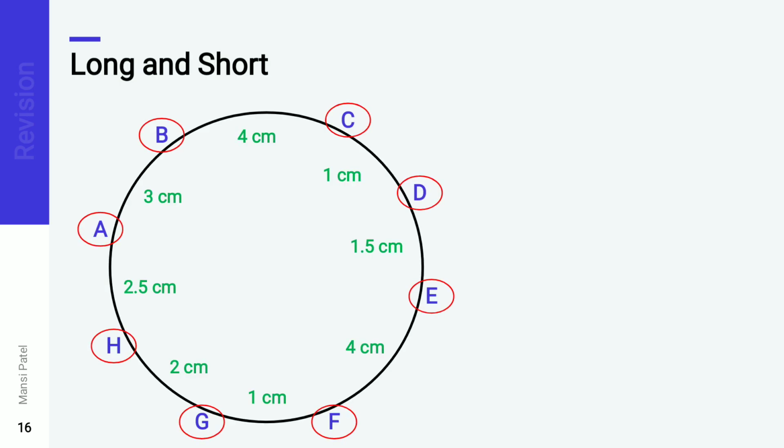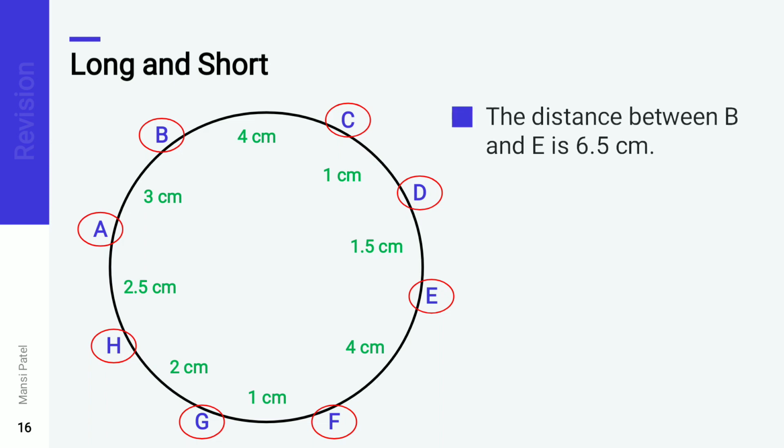Now see the next one. Here in this figure you can see some letters, A to H, and the distances between all these dots are given. According to this figure you have to give me the answer. Your first question is, what is the distance between B and E? The distance from B to E is 6.5 centimeter.